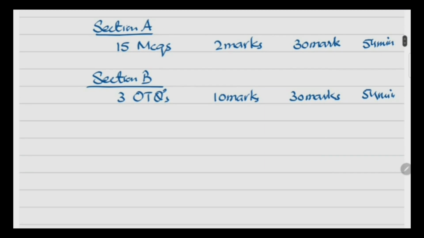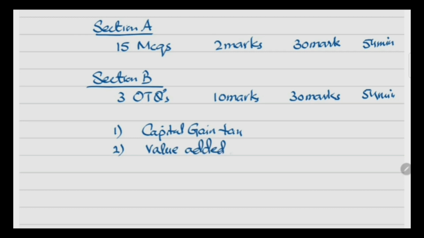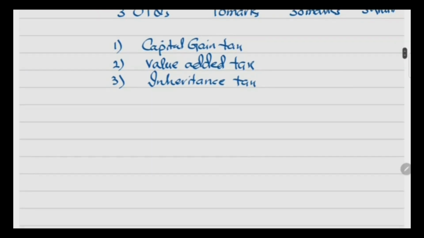These OTQ questions can be asked from these topics. Number 1, capital gain tax. Number 2, value added tax. And number 3, inheritance tax. These are the 3 topics for the 3 OTQ questions.